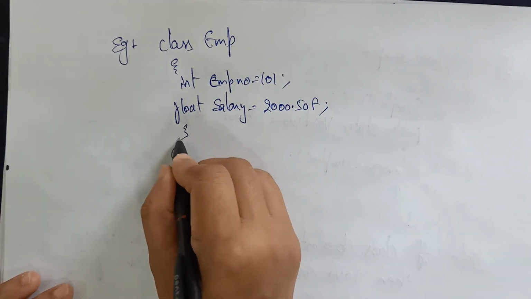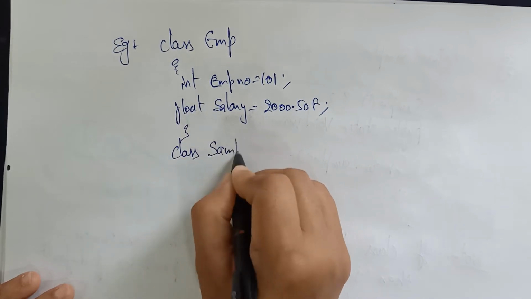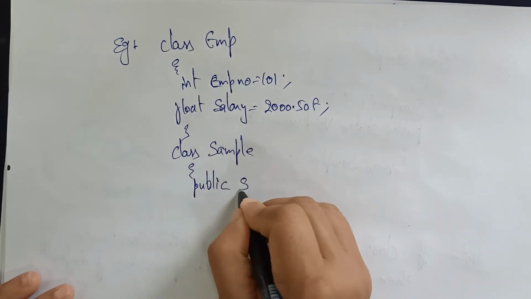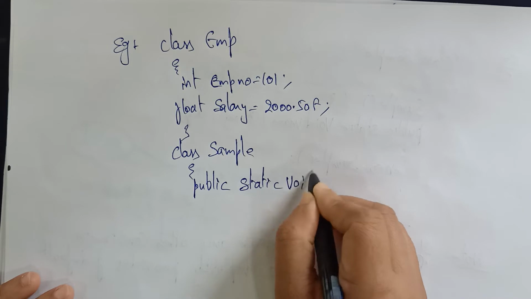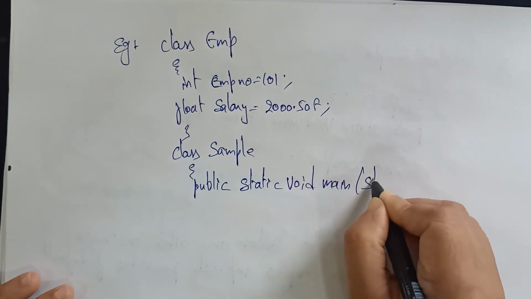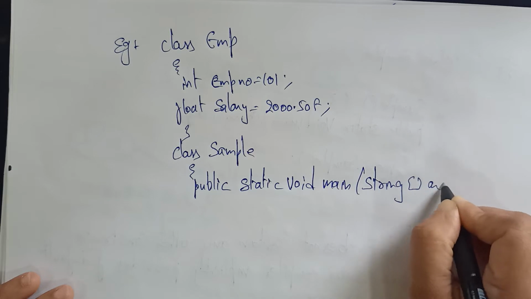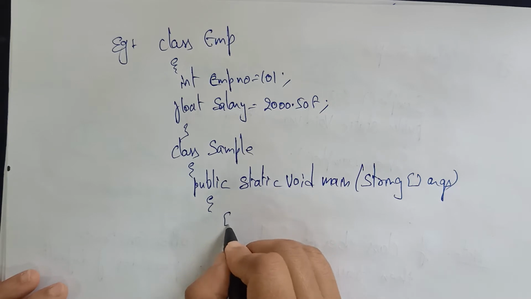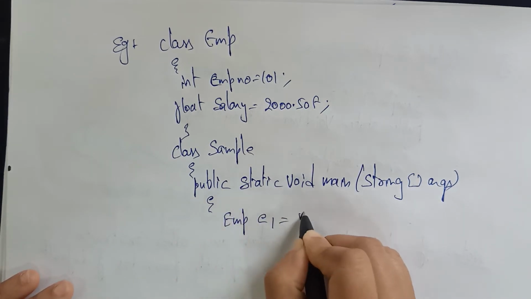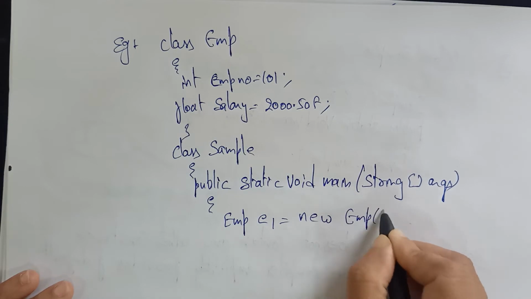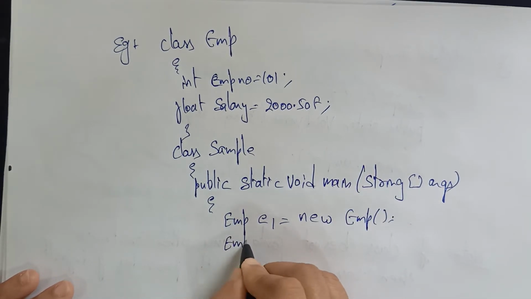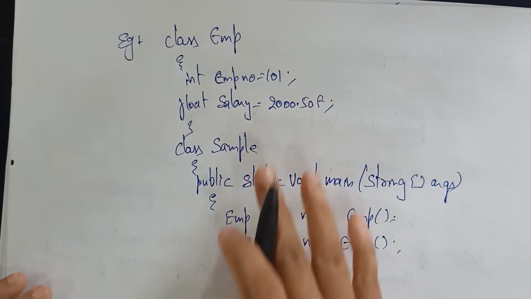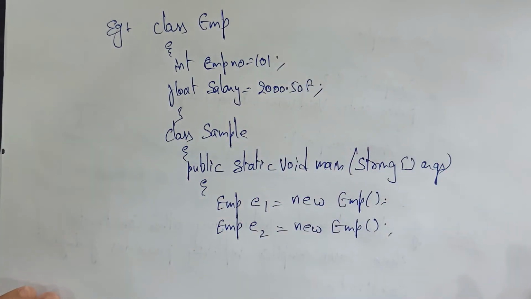Now I'm taking another class Sample. This is my main class because I'm writing main here. Public static void main String arguments. Okay, now object is created: Employee E1 is equal to new Employee. Now another object is created: Employee E2 is equal to new Employee. So two objects are created, which allocate memory to these instance variables.